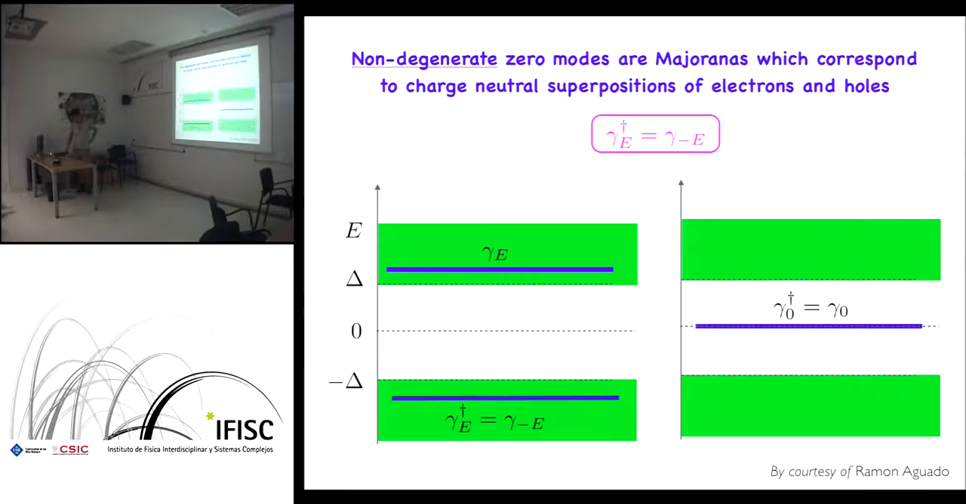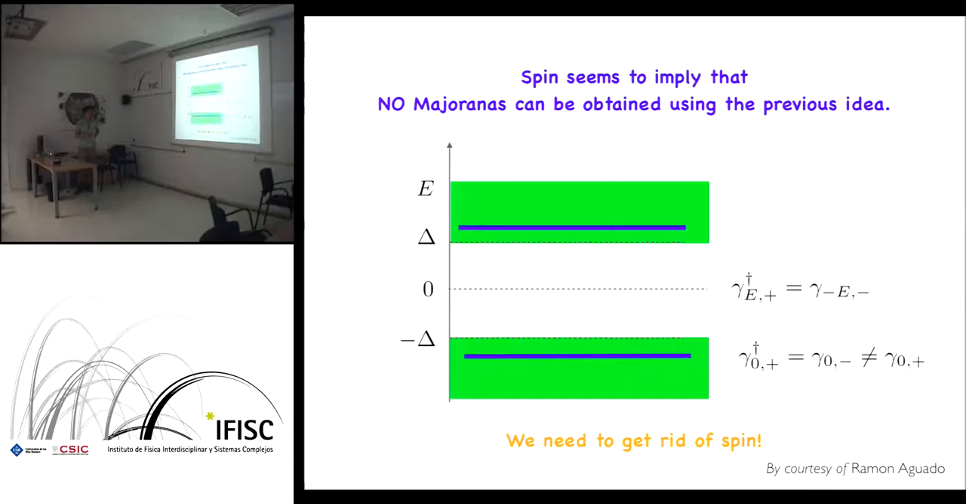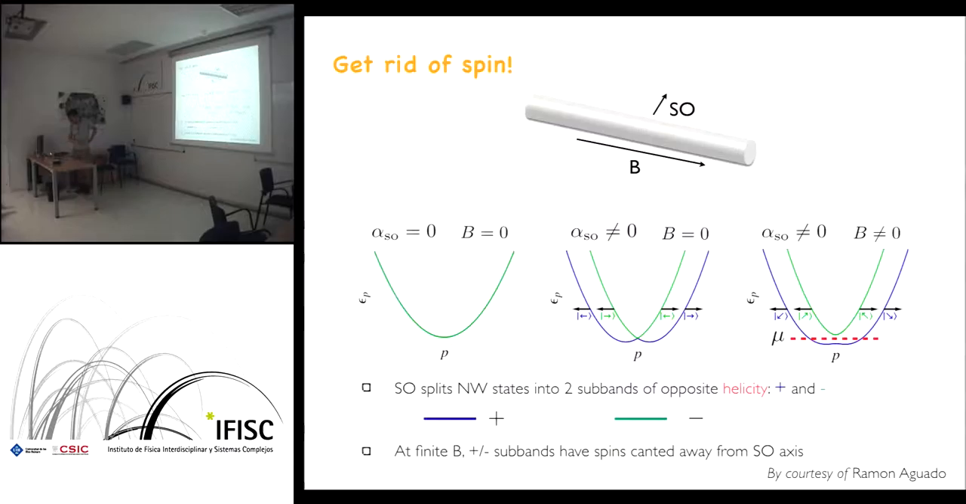But in the usual conductor, we cannot expect the existence of Majorana. This is because in the usual conductor, they have a spin here, which is denoted by plus minus. So in the usual conductor, their spins are different, so we cannot expect the existence of Majorana in the usual superconductor. So to get Majorana fermions, we have to remove the spin. How can we do that? Let us consider a nanowire with a strong spin orbit coupling.